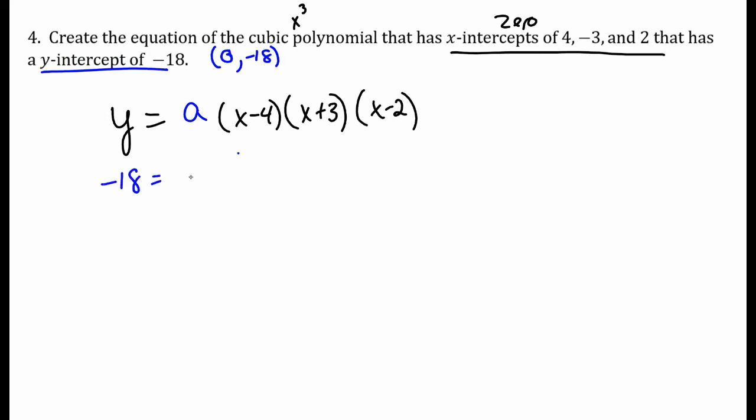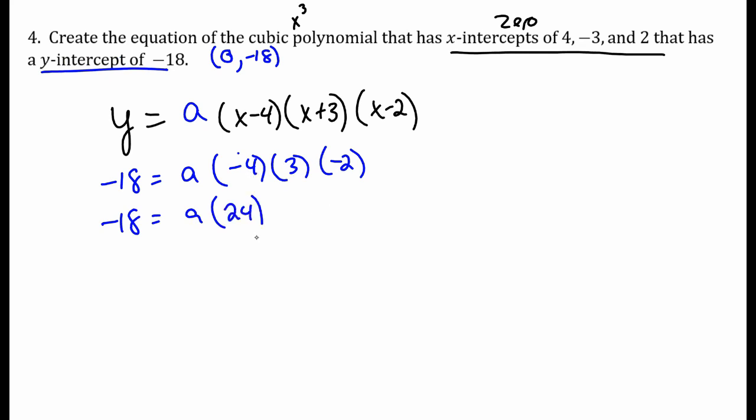So I'm going to say -18 equals a times 0 minus 4 is -4. I'm plugging in 0 for x. 0 plus 3 is 3, 0 minus 2 is -2. When I multiply those all together there, I get -12, times -2 is +24. Divide by 24. And get -18 out of 24 is a. So that's my leading coefficient. However, -18 out of 24 is better known as -3/4 if you simplify it.